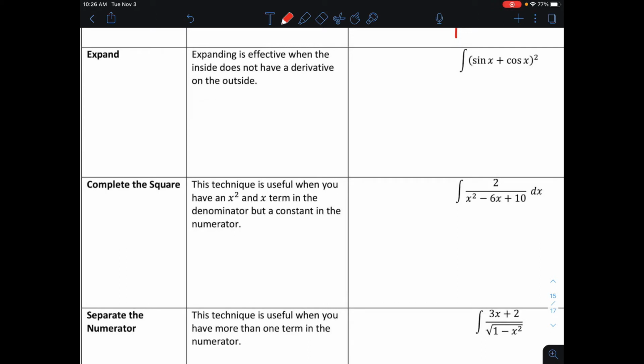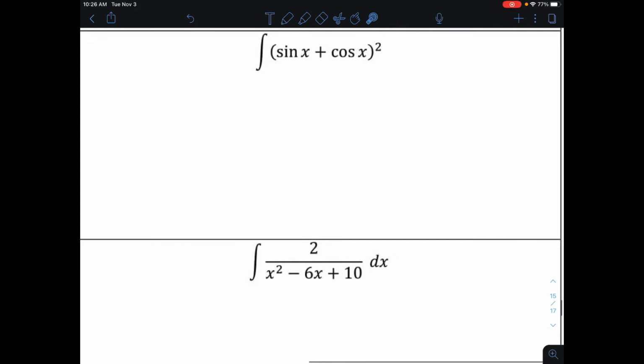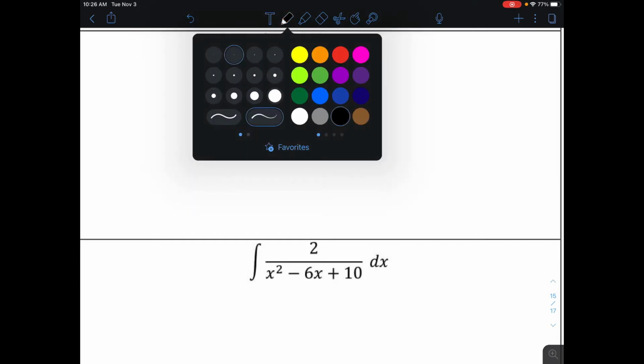All right, next we're going to look at the technique where we would need to expand in order to integrate. This technique is often effective when the inside function does not have the derivative present on the outside. So let's look here at an example where we would use this. Finding the antiderivative, or the indefinite integral, of (sine of x plus cosine of x), and this is being squared.